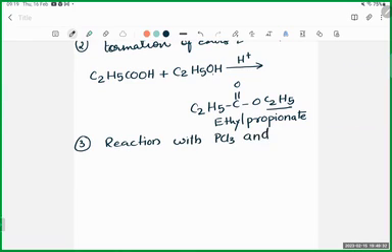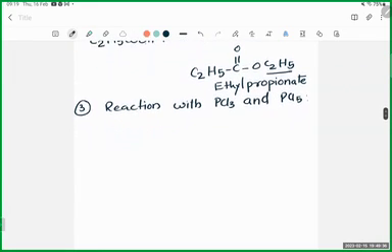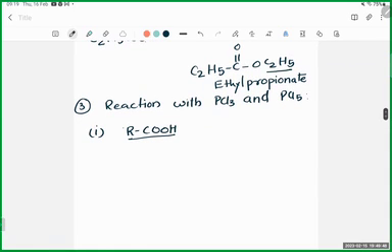So where can we find the difference also? What would be the difference between the PCl5 product and the PCl3 product? Okay, let's do the first one over here, PCl3. We have taken RCOOH. Now the number of RCOOH depends on how many Cl you have.